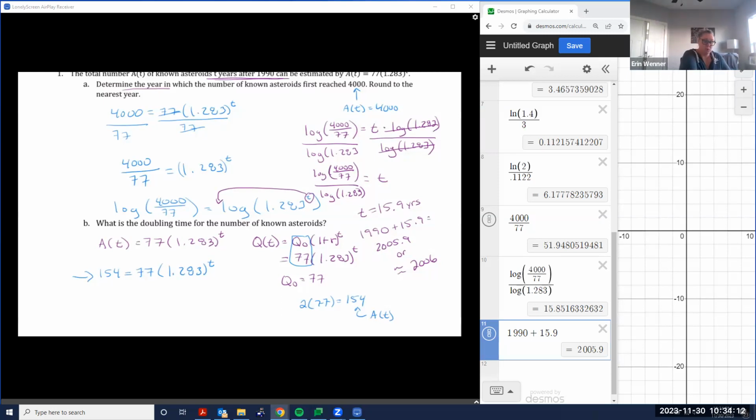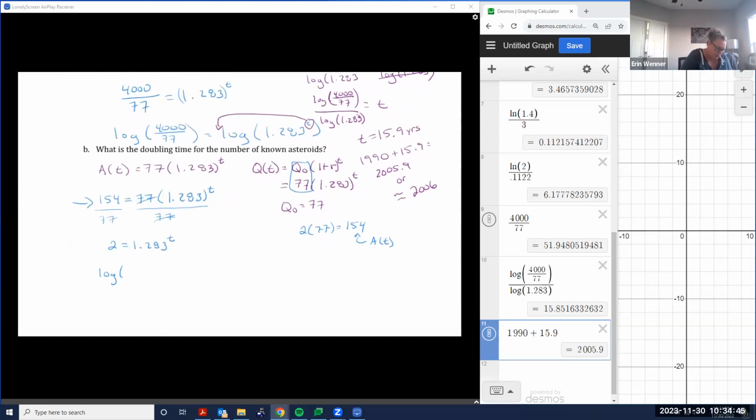Okay, so what are our steps here? Our first step is we're going to divide both sides by 77, right? Because we're always trying to get out what's being raised to that exponent. 154 divided by 77, we know what that's going to be because we multiplied 77 by 2 to get the 154. So we now have 2 equals 1.283 to the t. We're going to take the log of both sides.